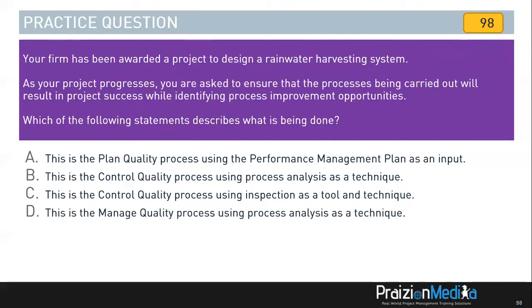Let's move on. Your firm has been awarded a project to design a rainwater harvesting system. As your project progresses, you are asked to ensure that the processes being carried out will result in project success while identifying process improvement opportunities. Which of the following statements describes what is being done?